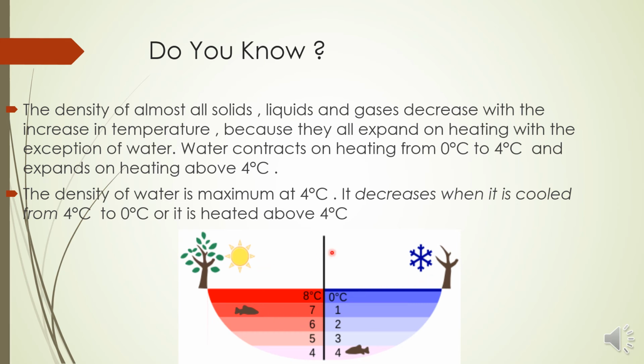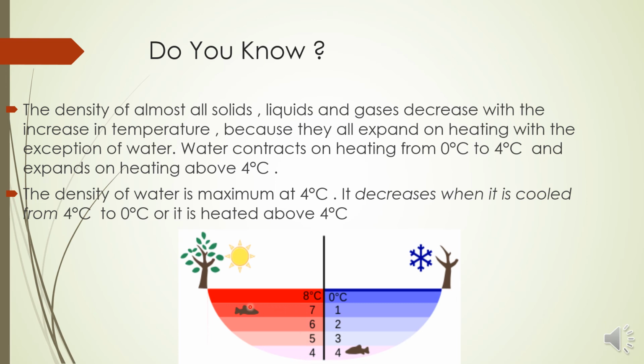What is there in this diagram? Here, 0 degree Celsius to 4 degree Celsius. Here the temperature is increasing, and water is contracting from 0 degree Celsius to 4 degree Celsius: 0, 1, 2, 3, 4. And here the temperature is increasing: 4, 5, 6, 7, 8.